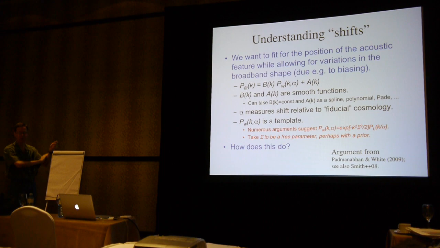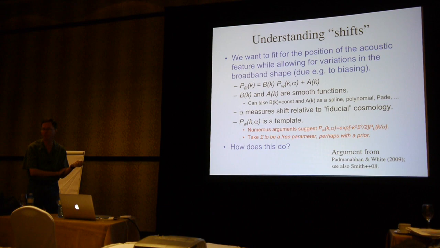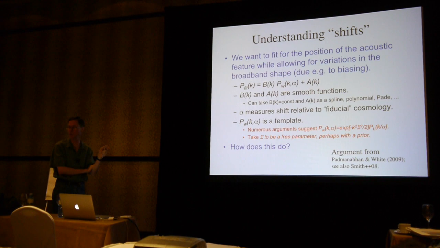To say that my distance measure could be wrong, for example. I'm allowing a lot of small-scale power to come in, and I'm allowing there to be some smooth modulation of linear theory. So this is almost the most general thing I could write down. Of course, for B and A arbitrary, this would fit anything. But I'm going to imagine that B and A are relatively smooth functions of k. So these could either be constants, splines, polynomials, Padé approximants, whatever you like, as long as it's smooth, as long as it hasn't got enough freedom in it that it can fit out the wiggles, right? That would be trouble.